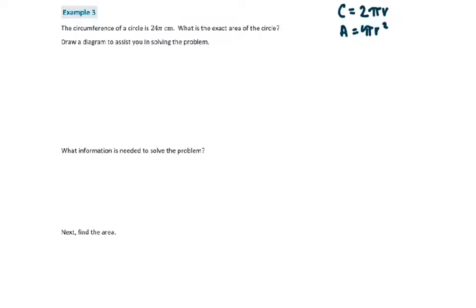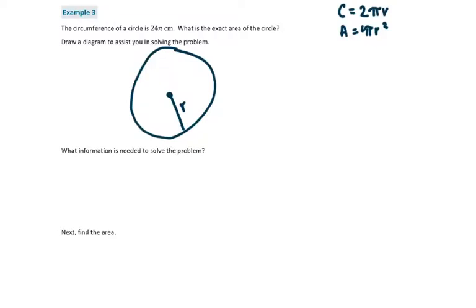So what we're going to do firstly is draw a circle, because they ask us to draw a diagram to assist you in solving the problem. So we're going to draw a circle, and remember that we always need the radius when we are carrying out the circumference or the area of a circle. And so we're just going to draw the radius in there. So we'll pretend like this is what our circle is going to look like.